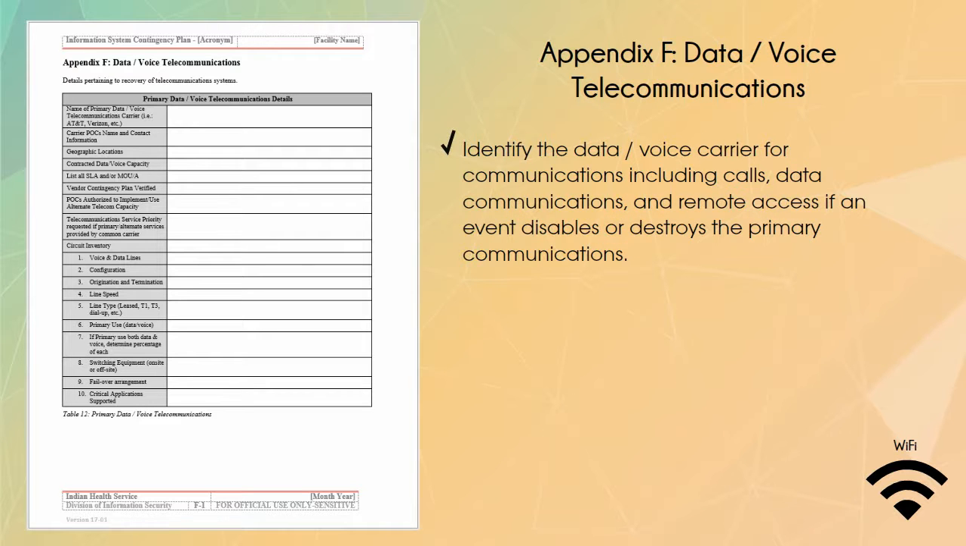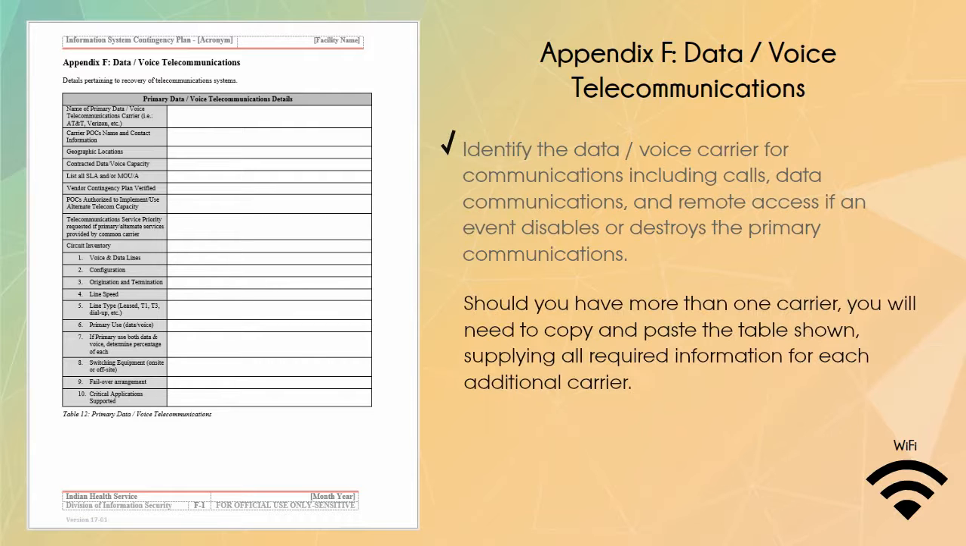Identify the data voice carrier for communications, including calls, data communications, and remote access if an event disables or destroys the primary communications. Should you have more than one carrier, you will need to copy and paste the table shown, supplying all required information for each additional carrier.